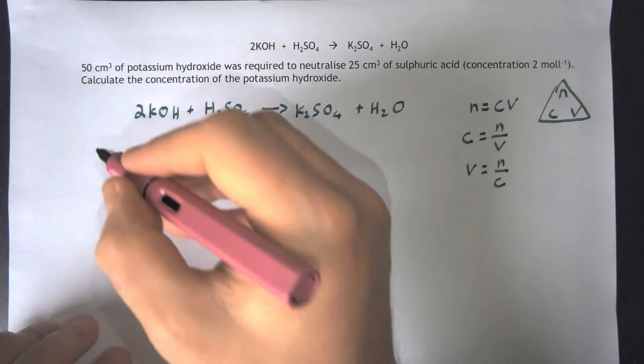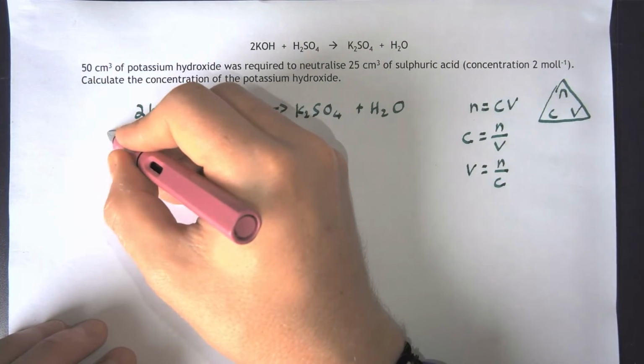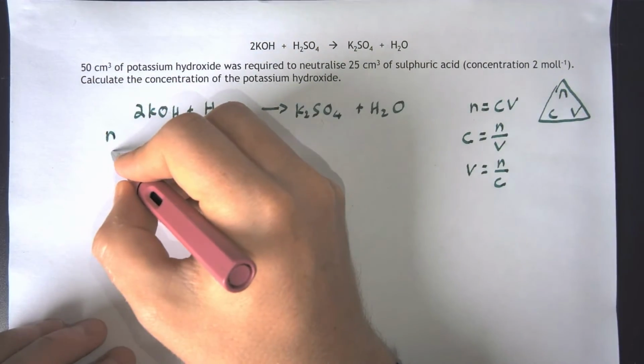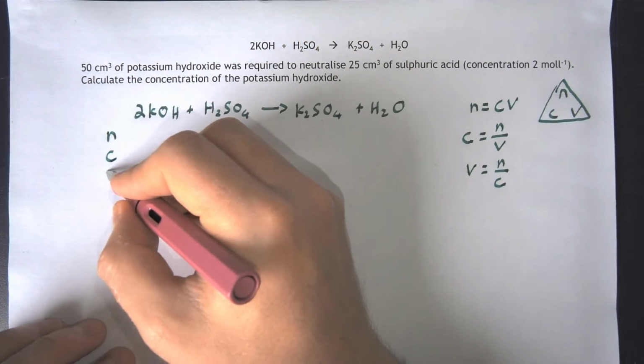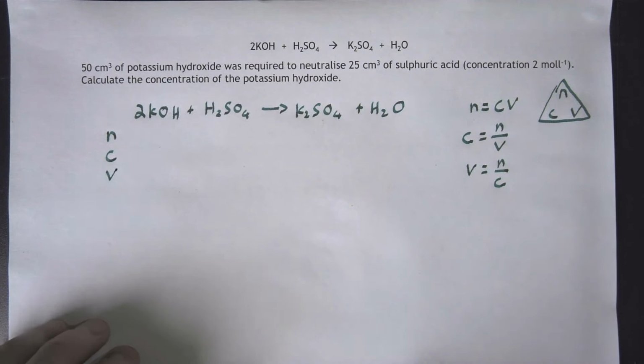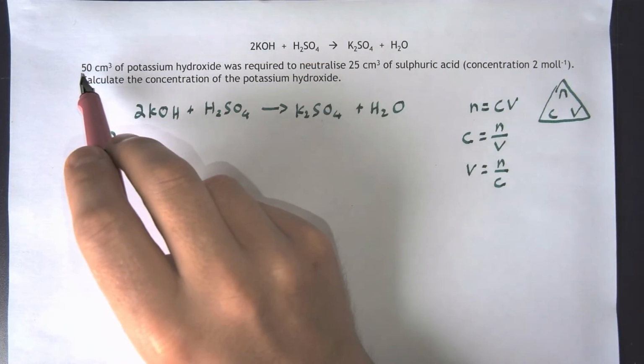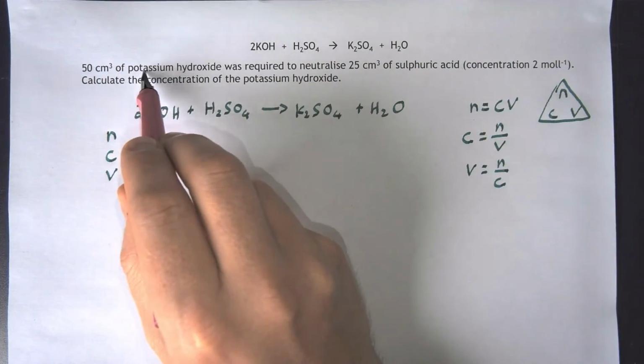Now, the way I like to set this out is I like to have a line for each of these. So I like to have a line for number of moles, I like to have a line for concentration, and I like to have a line for volume. And the next thing that I like to do is to go through the question and put in any information that I know. So first of all, I know that I've got 50 cubic centimetres of potassium hydroxide.